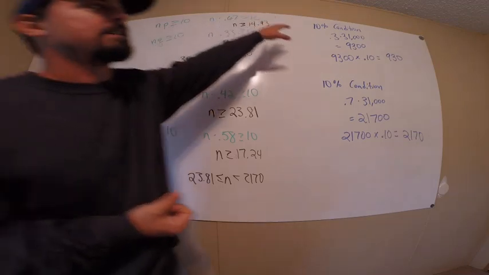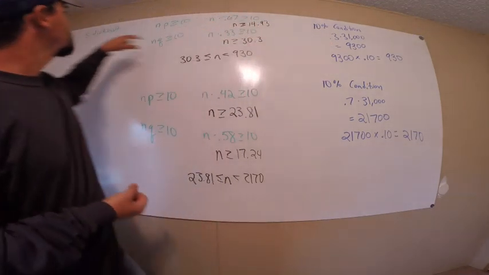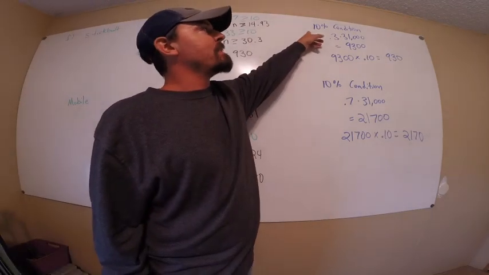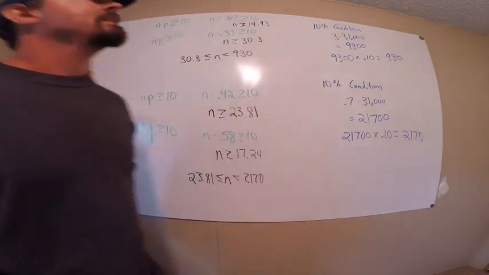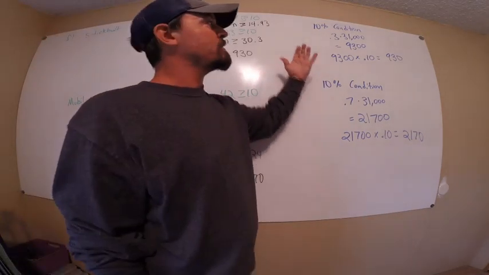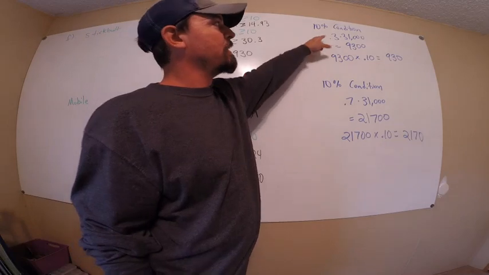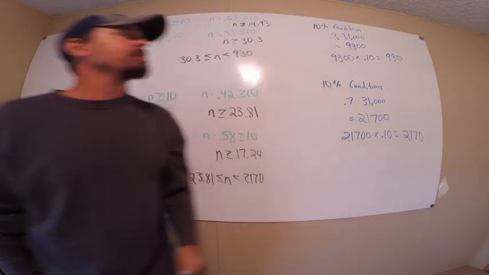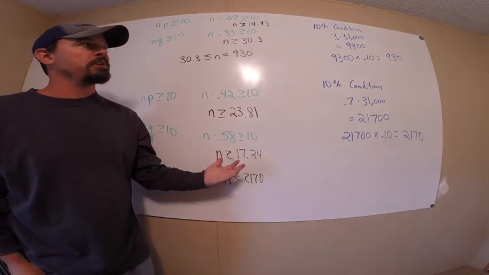Let's look at the 10% condition first. If we're looking at stick-built homes, our sample can't be any larger than 10% of those stick-built homes. There are 31,000 homes total that are insured, but only 30% of them are stick-built homes. That gives us 9,300 stick-built homes that are insured.